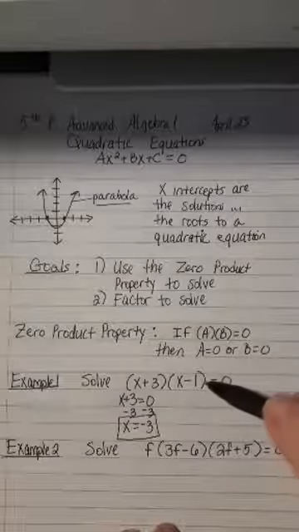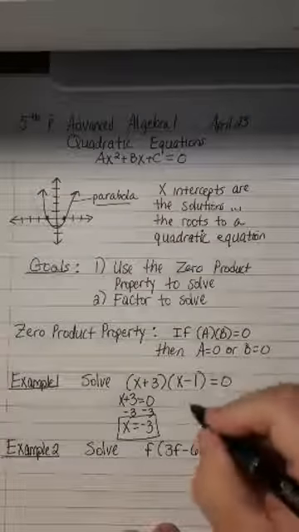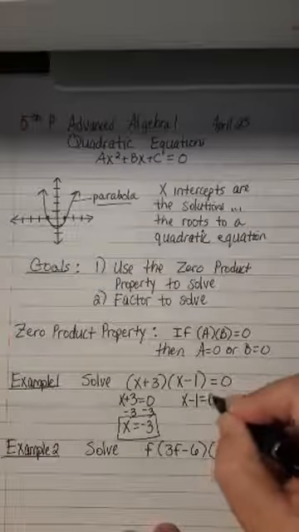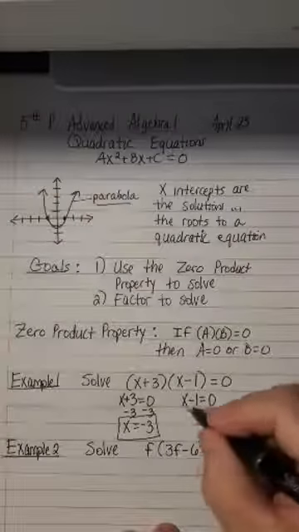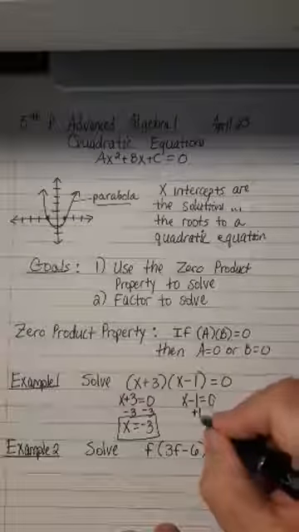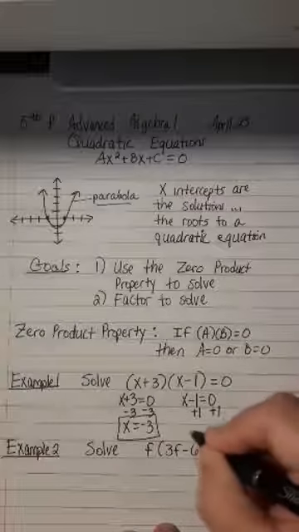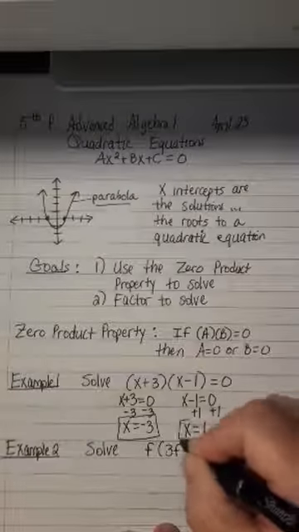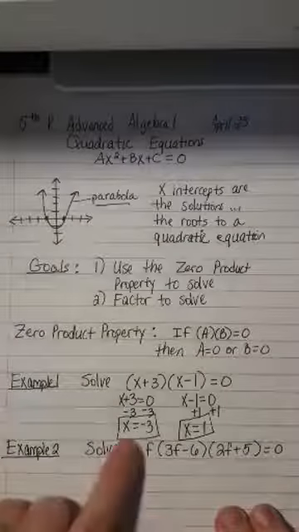And then you do the same thing for the second parentheses. You just say x - 1 = 0. Now solve that equation for x. So you're going to add 1 to both sides. And you get x equals 0 plus 1, which is 1. So those are your two solutions.